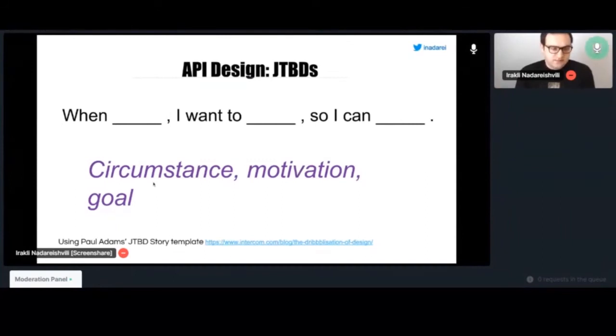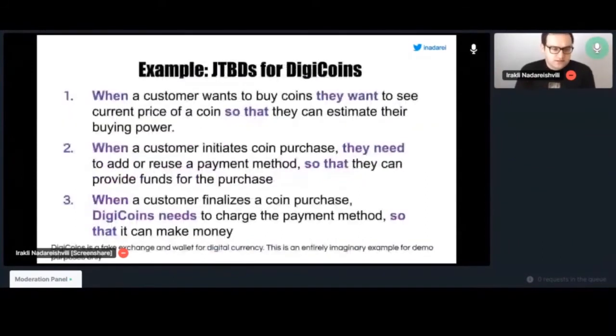So let's look at some examples to understand this approach. Some of the jobs to be done in this template for the DigiCoin application could be: when a customer wants to buy coins. So the context is the customer wants to buy coins. They want to see the current price of a coin. So the motivation is to see the current price of a coin, so that they can estimate their buying power. So the goal is to estimate the buying power.